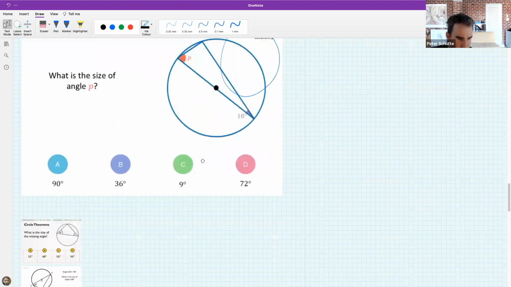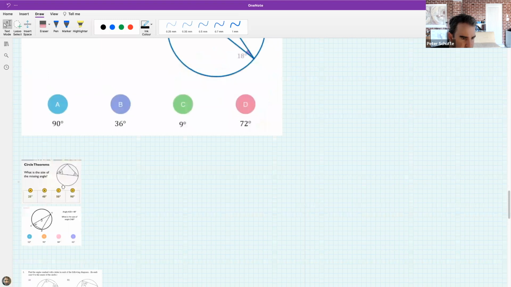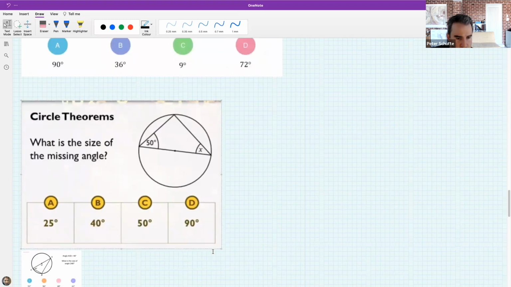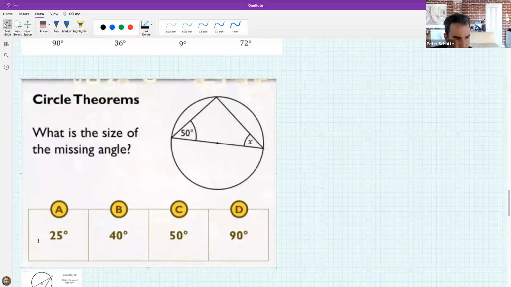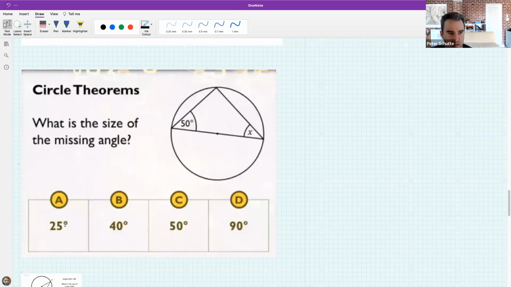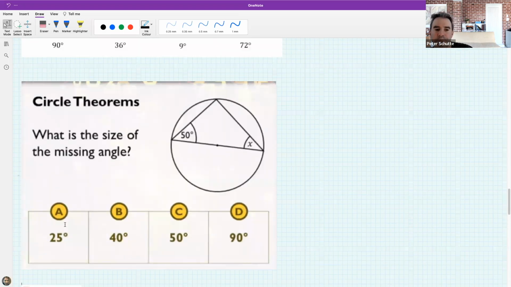Did that one. Let's do a couple of these. So I want to know, what is the size of the missing angle X in this one? So what is the size of the missing angle X? Ask yourself, what are the pieces of the puzzle that you have, the tools?